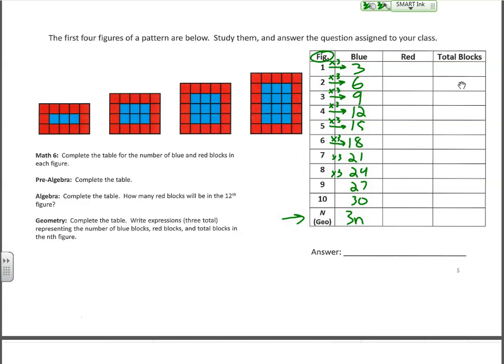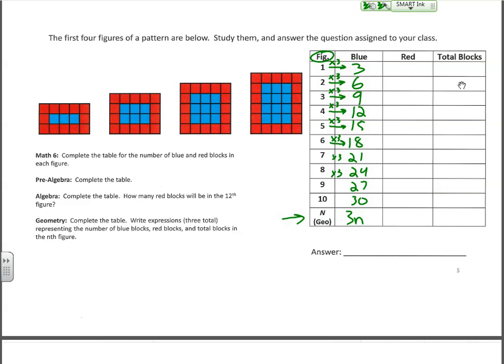In figure 10, 3 times 10 is 30. We have that written there. In figure 9, 3 times 9, 27. We have that already written there. If I asked you how many blue blocks in the 42nd figure, rather than having to make this table all the way down to the 42nd figure, we can just take 42 times 3, and we can say there are 126 blue blocks in figure 42.